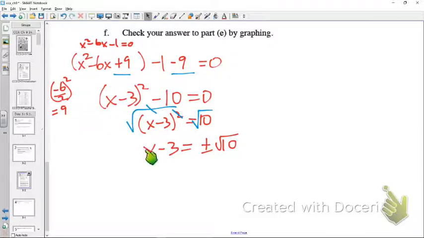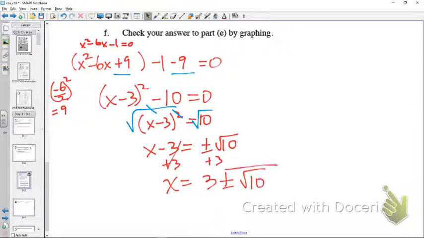So let's solve for x by moving the 3 over to the other side by adding. If I add 3, I get x equals 3 plus or minus radical 10. And this is the proper form. So we put the integer first and then plus or minus the radical. So integer plus or minus the radical. So there's the solution for x, and that all started with this little equation up here.